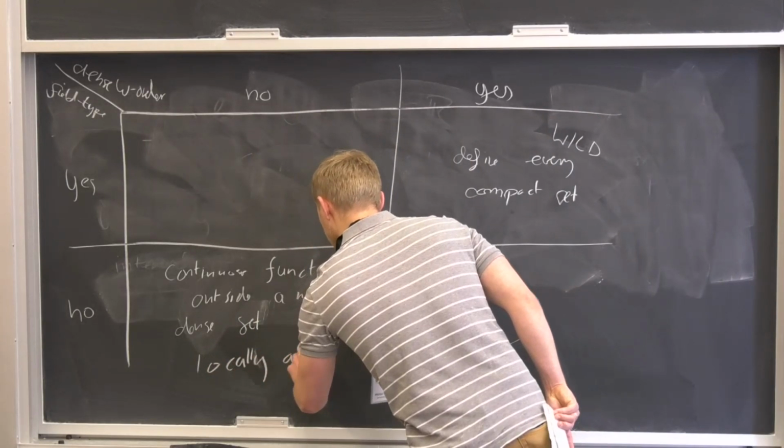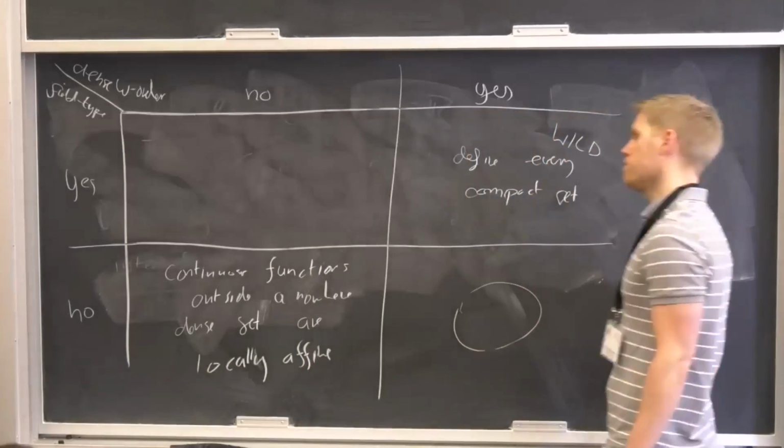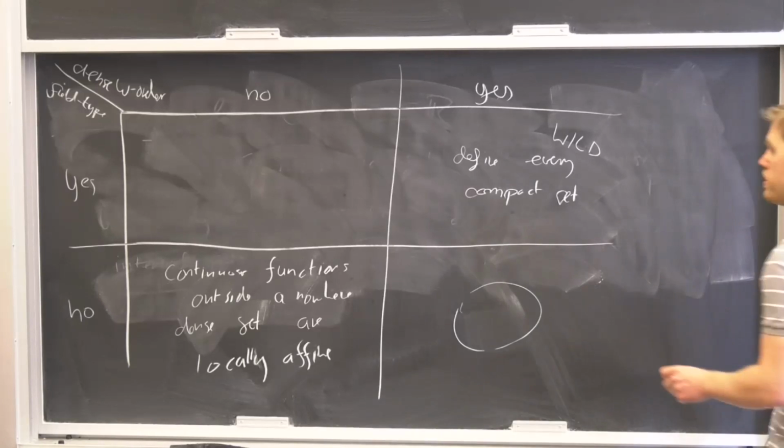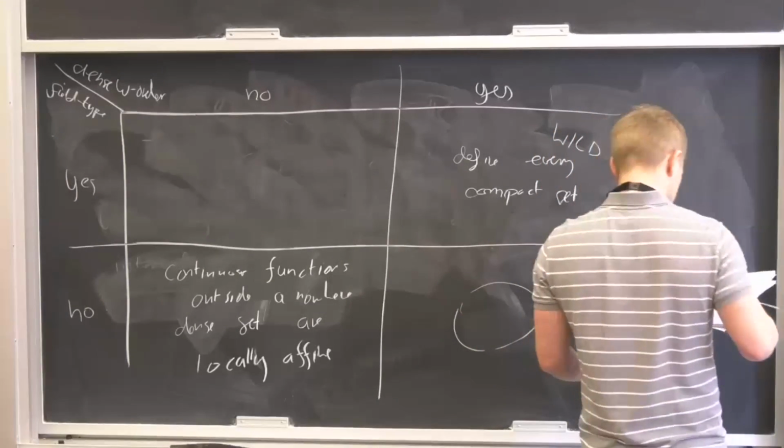So what this means is that, let's say you have a function from the reals to the reals. You throw out a nowhere dense set, and then on the complement, on each connected component of the complement of that set, the function is affine. So really locally, this is an affine function. Okay. So now I want to say a couple more things.